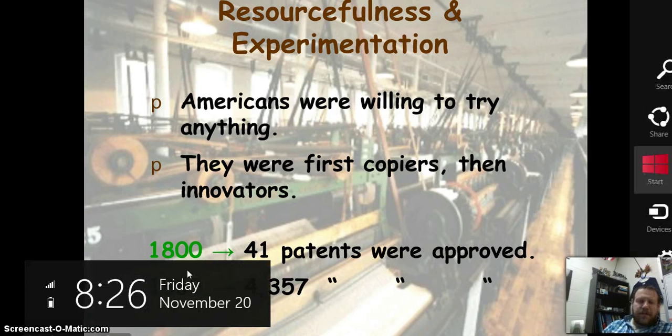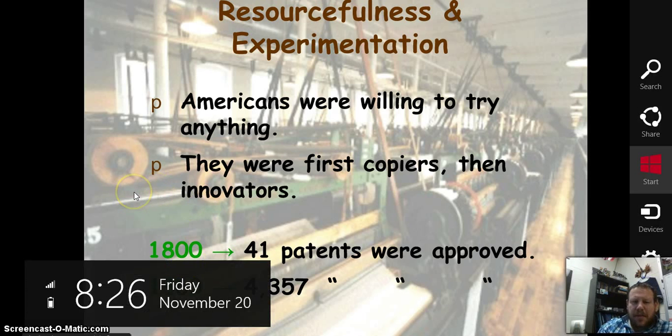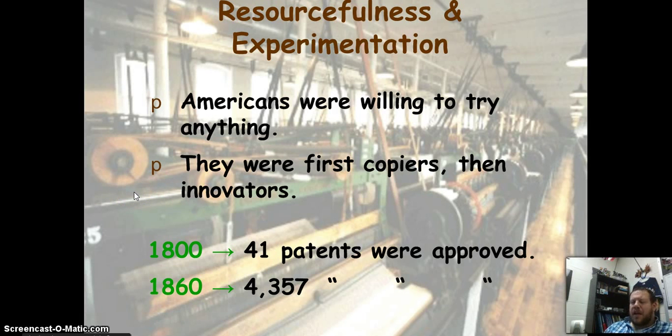We first were copying everything the British did. We would steal British ideas and copy them. But then we started doing ideas like, hey, we'll figure our own stuff out. And the idea of patents is really important here. Patents are what the government has to collect and reserve the inventions.